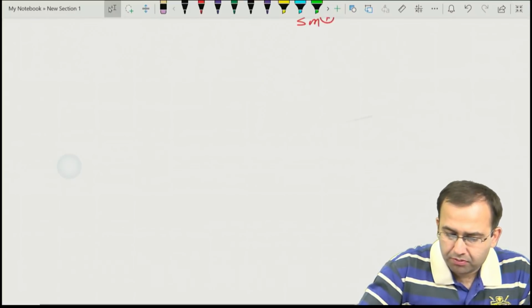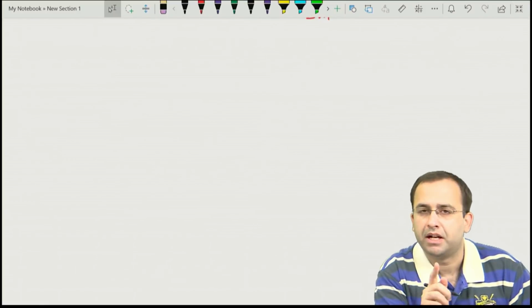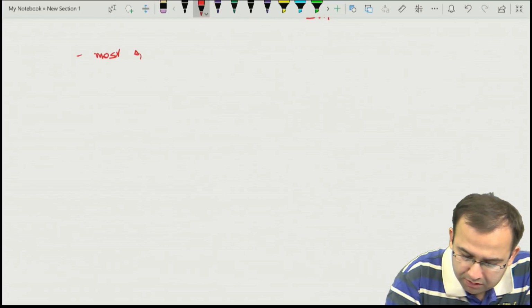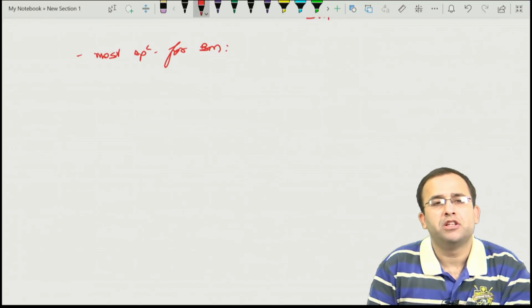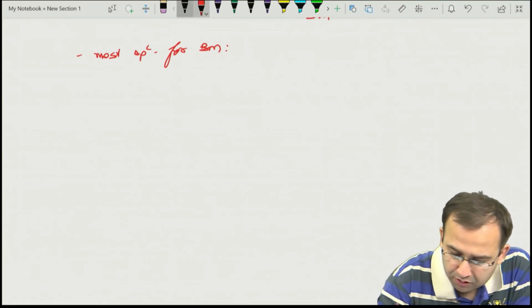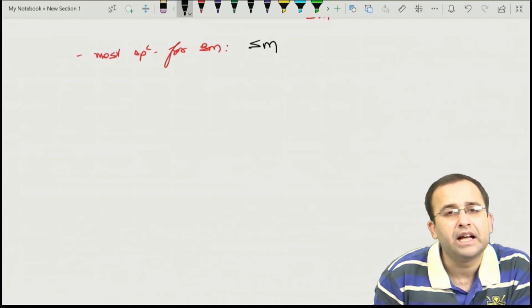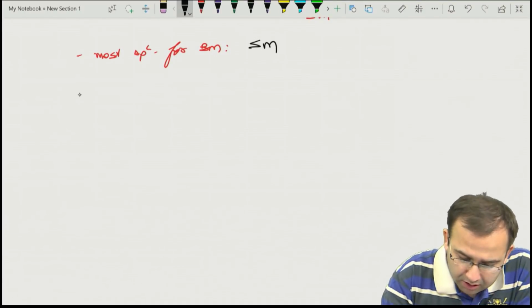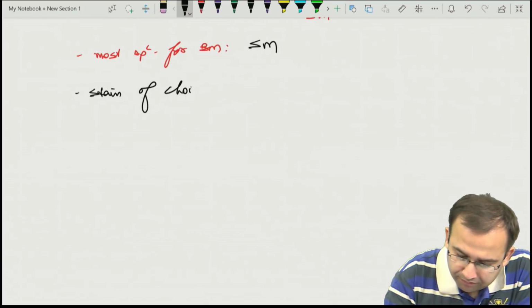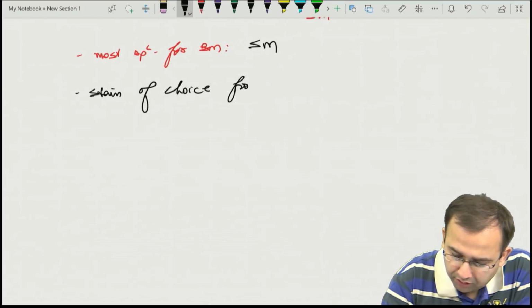Next point, which is the most useful renal stain? PAS, periodic acid Schiff. Next question, most specific for basement membrane. Not PAS, because PAS is staining structures other than the basement membrane also. Most specific is SM, silver methenamine. So I can safely say stain of choice for MPGN.